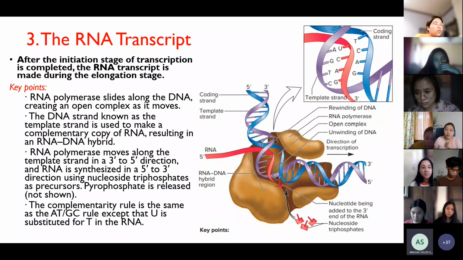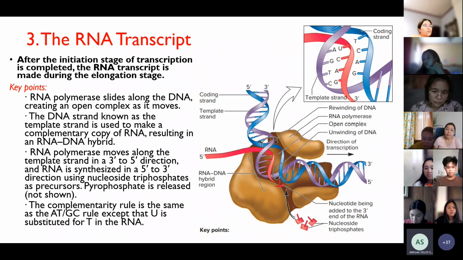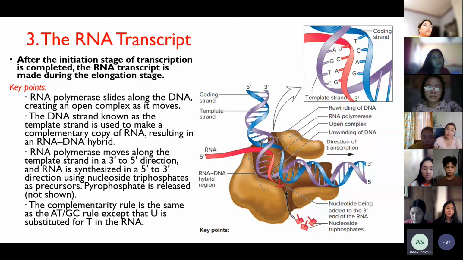And as it moves along, the open complex formed by the action of our RNA polymerase is approximately 17 base pairs long. On average, the rate of RNA synthesis would be about 43 nucleotides per second. And behind the open complex, the DNA would rewind back into a double helix. So in summary, the chemistry of transcription by our RNA polymerase is actually similar to DNA synthesis by the DNA polymerase. You can still remember the previous topic that we have discussed.